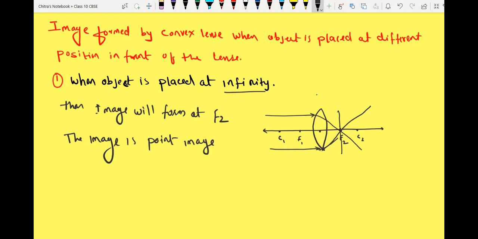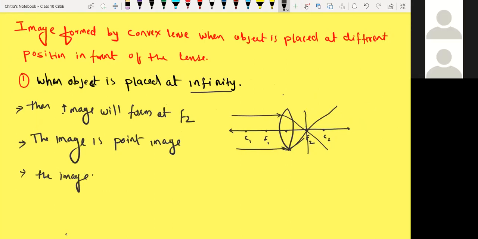Whatever image you can focus or project on a screen is called a real image. So the image is real and inverted. If you observe clearly, the image forms inverted. This point you have to remember.